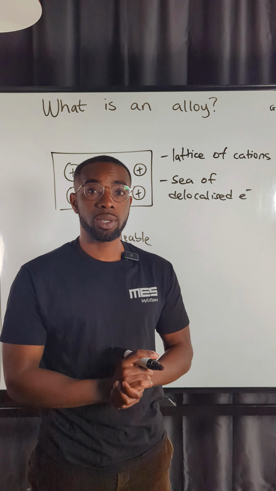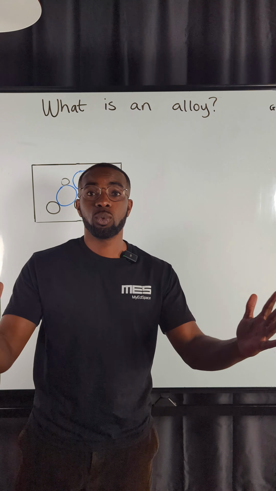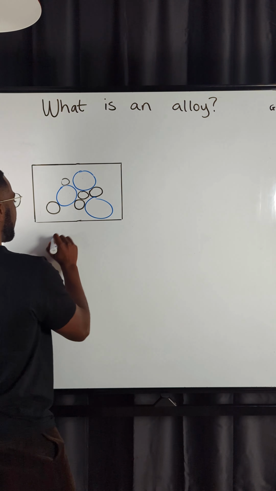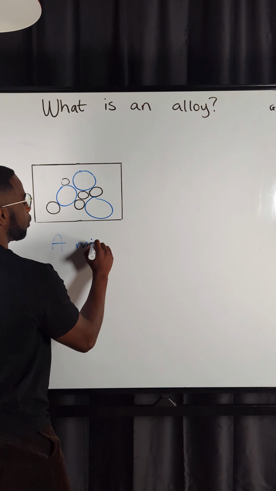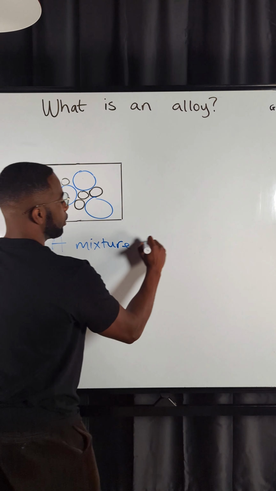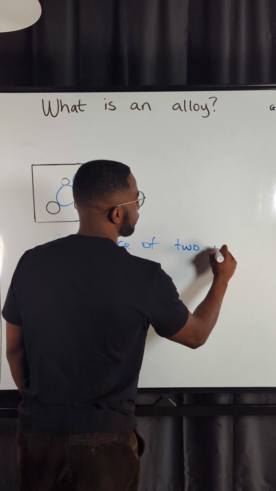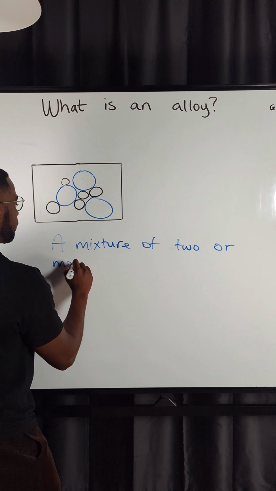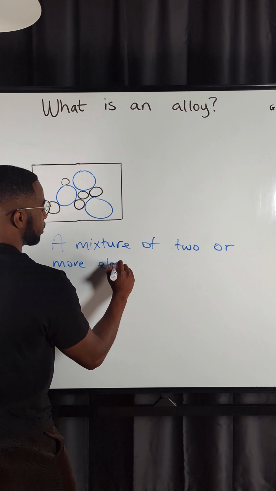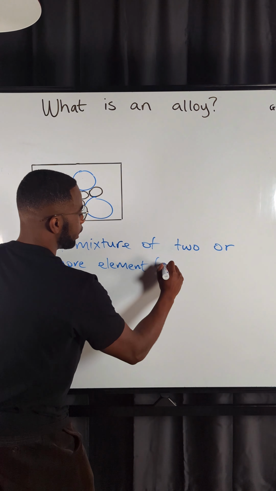So moving on to alloys, why are they different? So what is an alloy? Well, it is a mixture of two or more elements. Let's be quick. Two or more elements where at least one of them is a metal. Okay, so at least one metal.